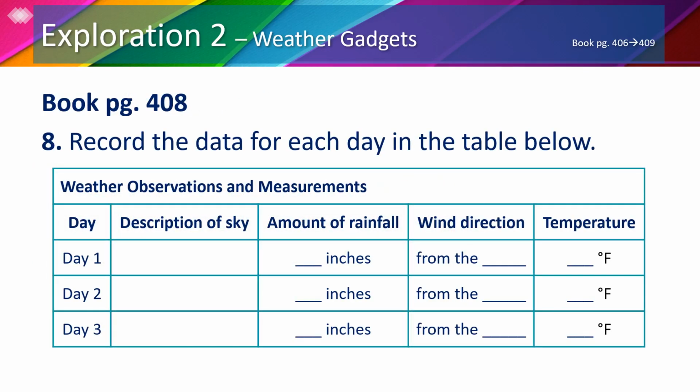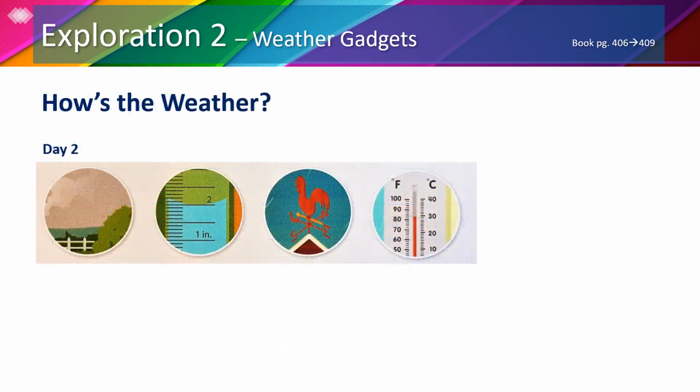So, in the table, we fill in what we observed. Description of the sky, sunny. Amount of rainfall, 0 inches. Wind direction, from the west. And temperature, 86 degrees Fahrenheit.